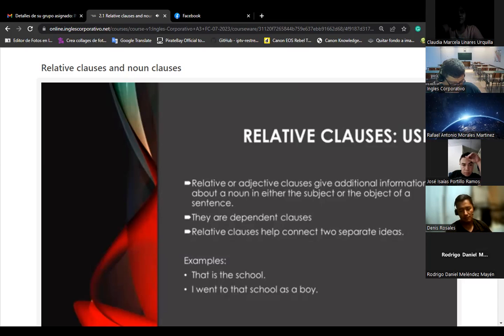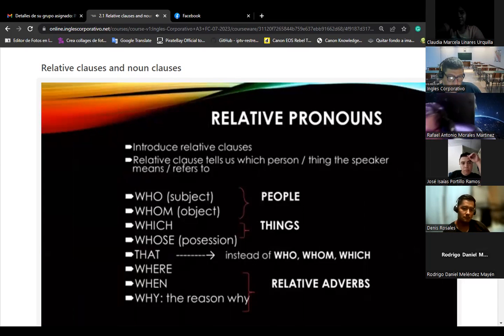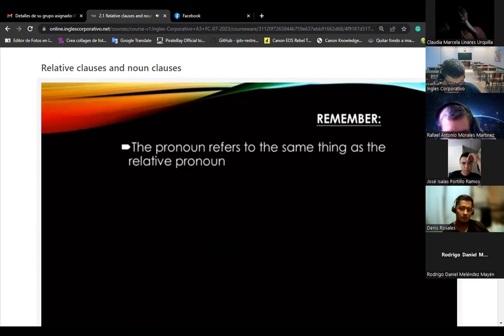Relative pronouns. Relative pronouns introduce relative clauses. Relative clauses tell us which person or thing the speaker means or refers to. Who is the subject, whom the object, meaning people. Which, whose, refers to things. That can be used instead of who, whom, or which. Where, when, and why, which gives the reason why, are relative adverbs. Remember, the pronoun refers to the same thing as the relative pronoun.